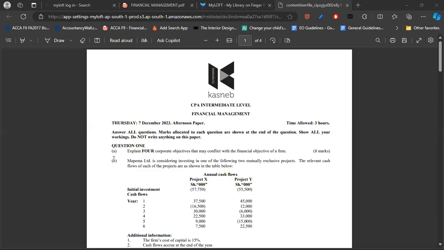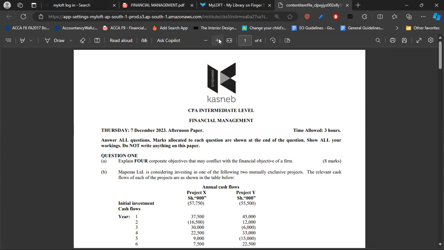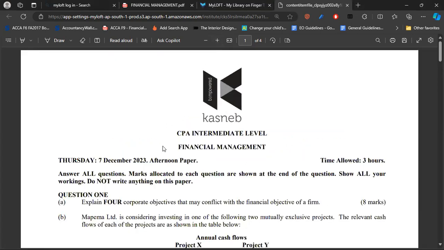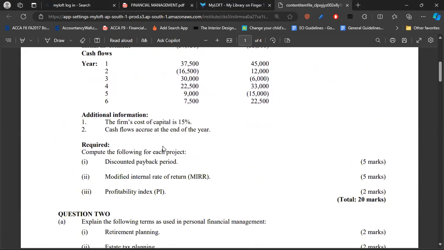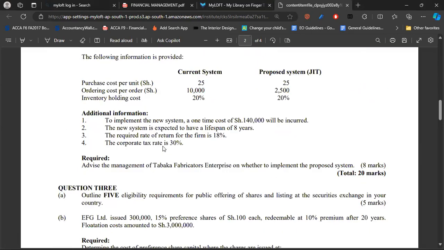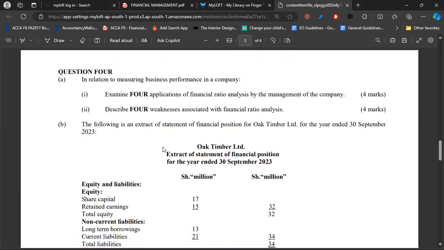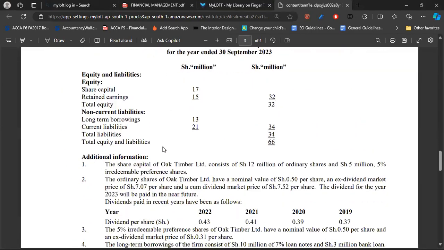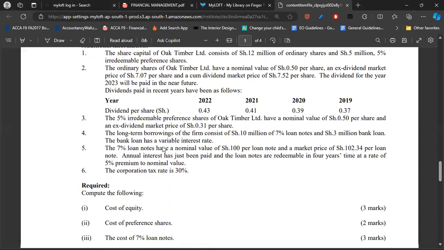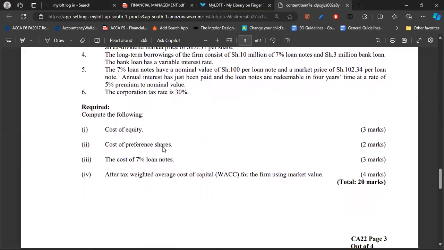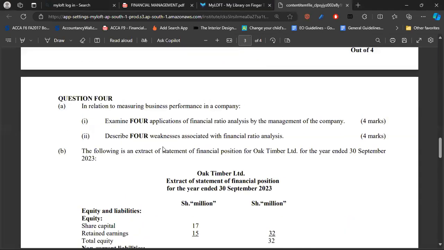We are doing the cost of capital. We are doing a question that you were tested on in 2023. It should be question number 4b. Right, very good. It should be question number 4b.